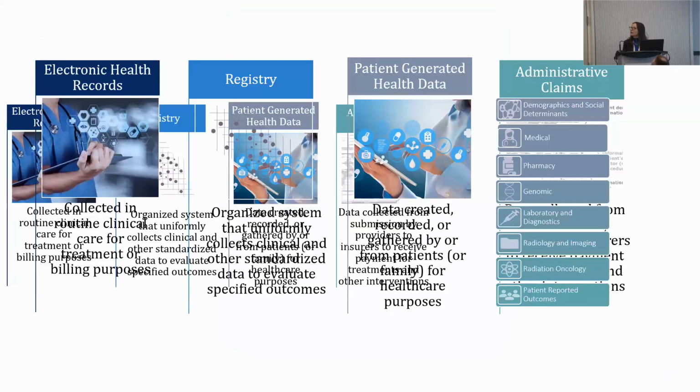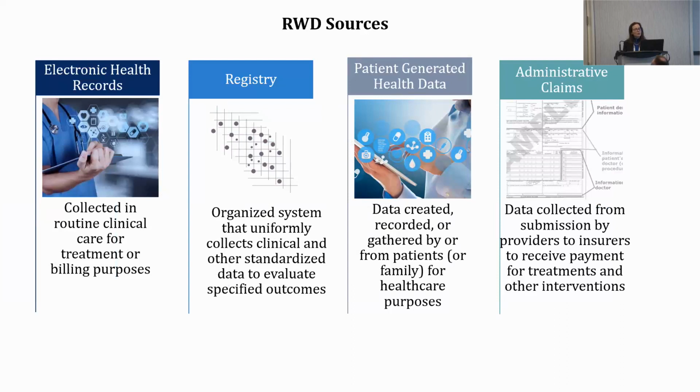Thinking a little bit about the real world data sources and types of data, I think about it in this construct, which is that the sources include items such as electronic health records, registry data, of which there's a variety of examples in the US and internationally, programs like SEER that are organized systems uniformly collecting clinical and other standardized data to evaluate outcomes, patient-generated health data, so that's patient or family-generated data, and then administrative claims, which is typically submitted by insurers for payment.